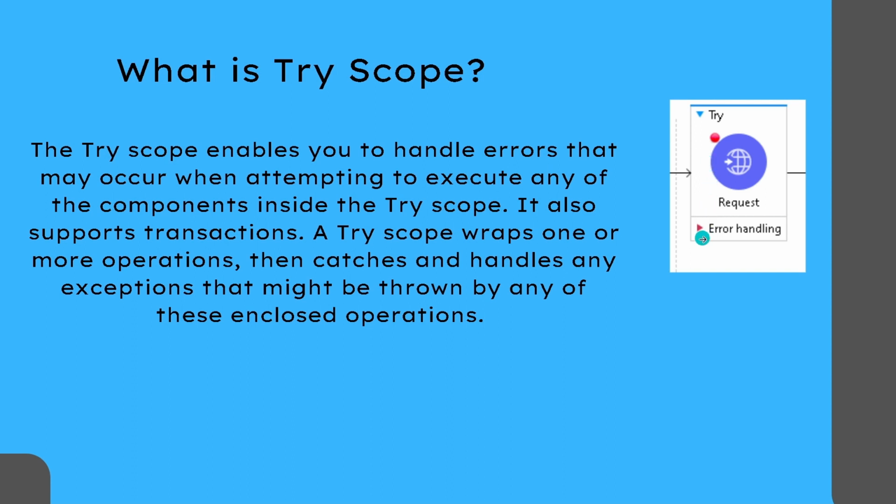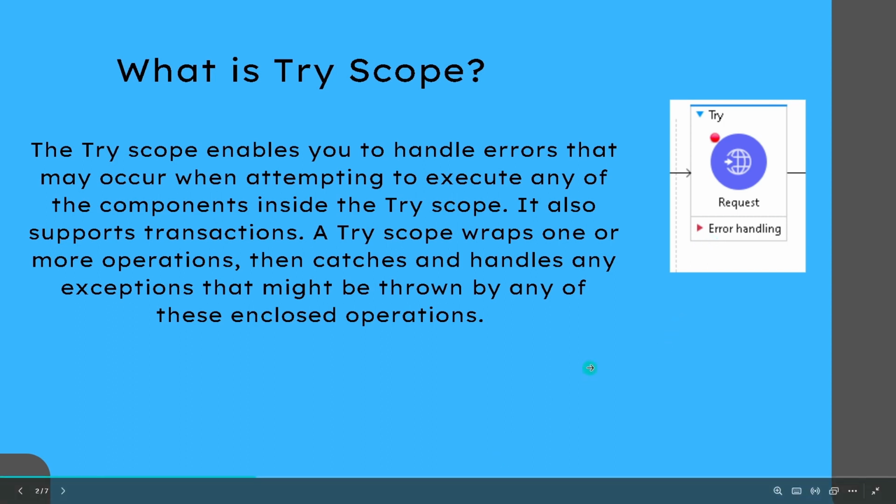in this error handling section of the try scope, you can specify how you want to handle those errors. Like if a bad request occurs, what do you want to do? You want to stop your application, or you want to proceed, or you want to log something. All those things will be handled under this error handling part. You can specify your error handling here basically. Okay guys, that was the basic definition of try scope.